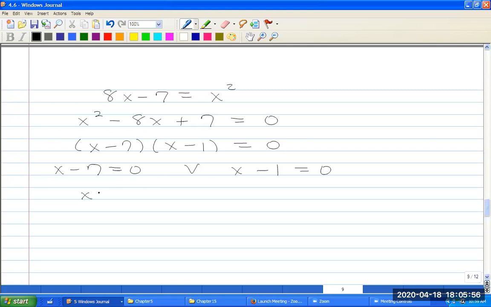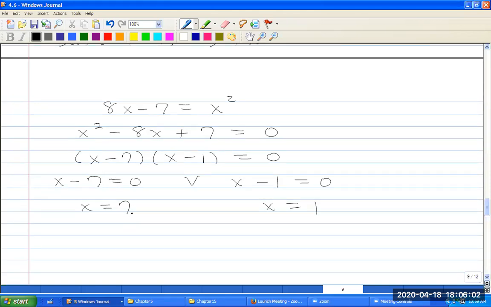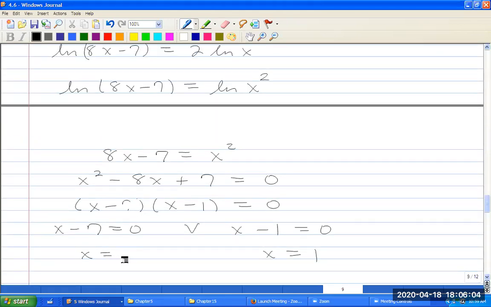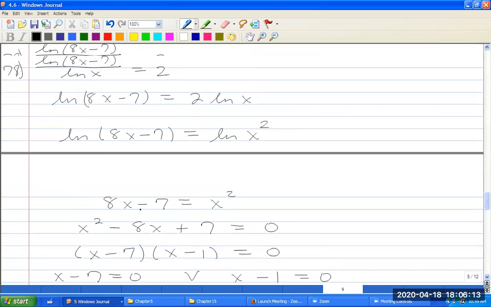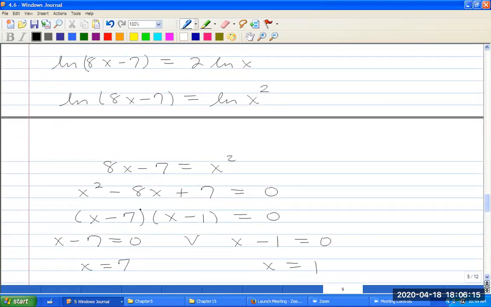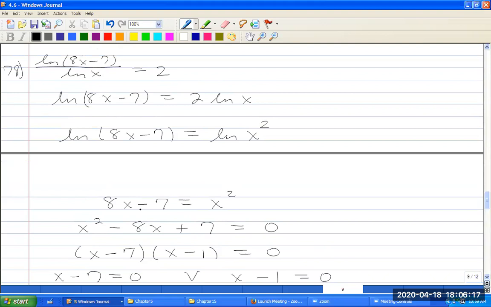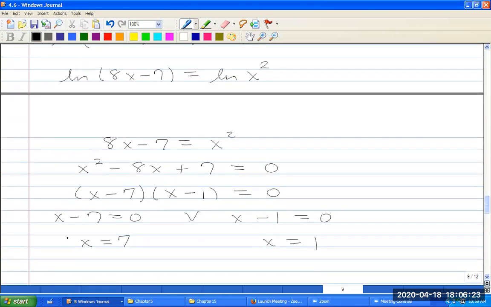Add 7 to both sides of your equation. Add 1 to both sides of your equation. Okay, so if I plug in 7, well, 8 times 7 minus 7 is positive, 7 is positive, so everything seems to be okay.